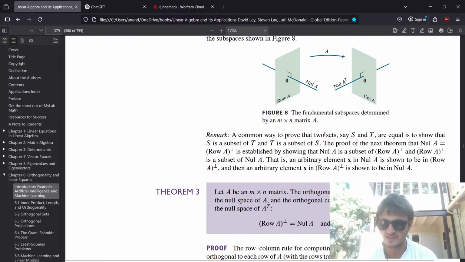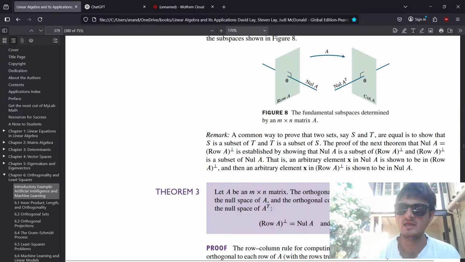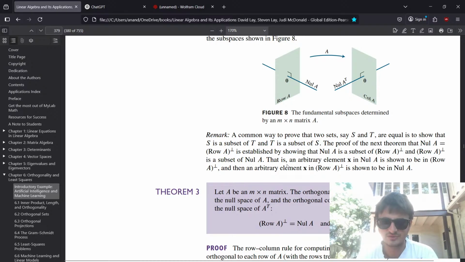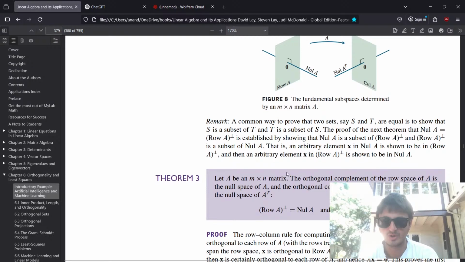A common way to prove that two sets S and T are equal is to show that S is a subset of T and T is a subset of S. The proof of the next theorem shows that the null space of A is equal to row A perp. It is established by showing that null A is a subset of row A perp and row A perp is a subset of null A. That is, an arbitrary element x in the null space is shown to be in row A perp, and then an arbitrary element x in row A perp is shown to be in the null space.